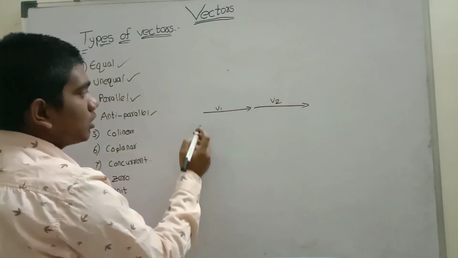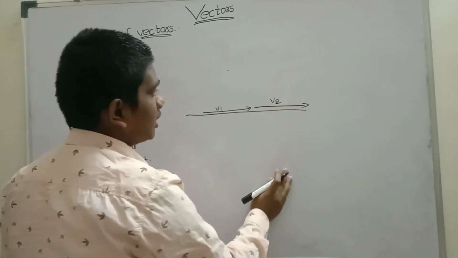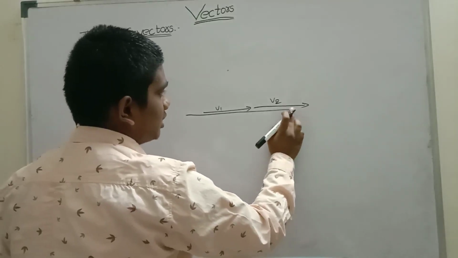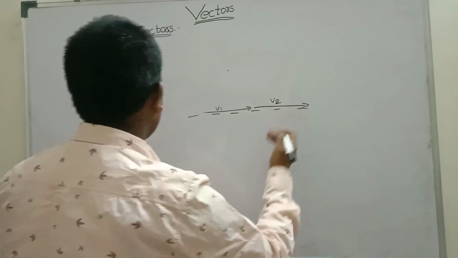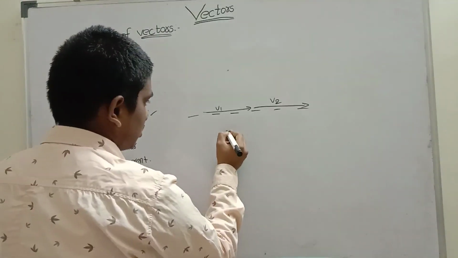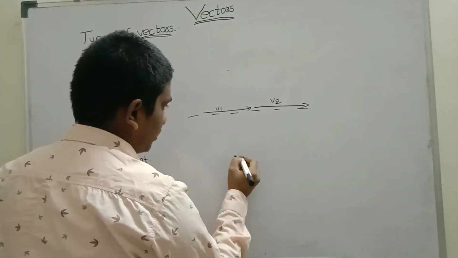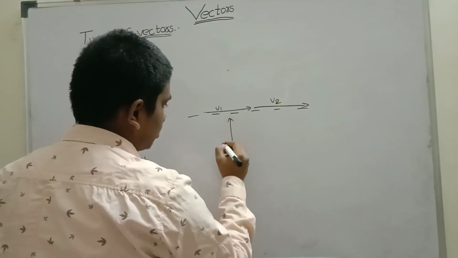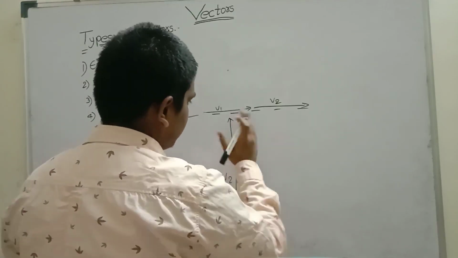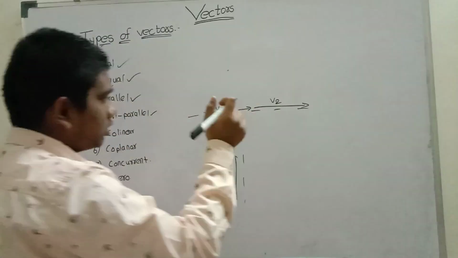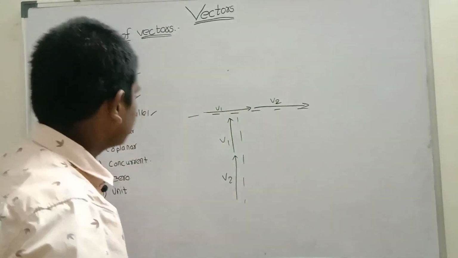They both are collinear. They are on the same line. If you draw an imaginary line like this, they are on the same line, so they are said to be collinear. Now if I draw like this, they are also collinear. If we shift it like this to become horizontal, they are also collinear.